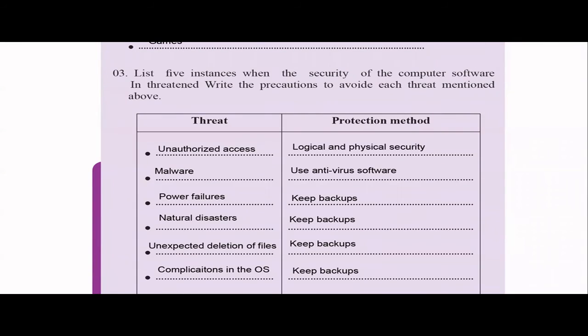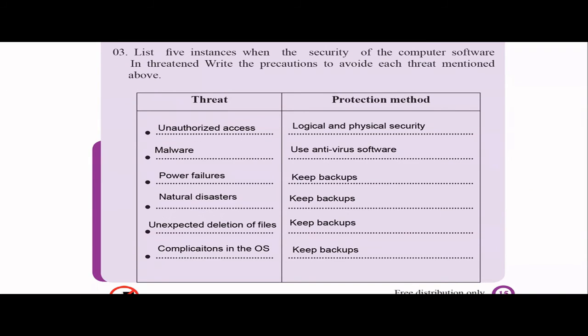And then in the third one, list 5 instances when the security of the computer software is threatened, and they're asking you to write precautions to avoid those threats, right? So one threat is unauthorized access, right? That can be avoided by using logical and physical security. I will discuss what other options you can use under that. And another threat is malware, right? That is harmful software. You can easily use antivirus software to protect your computer, right? Not only that, you can scan external devices when you're connecting. So many things can be done like that.